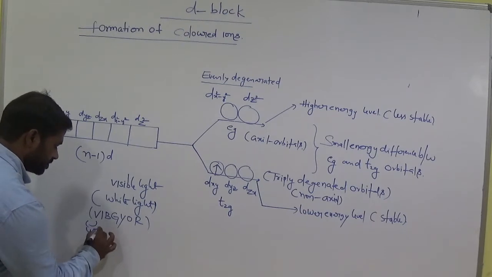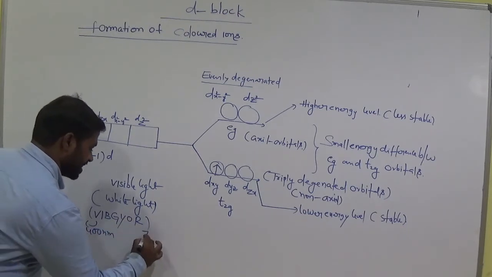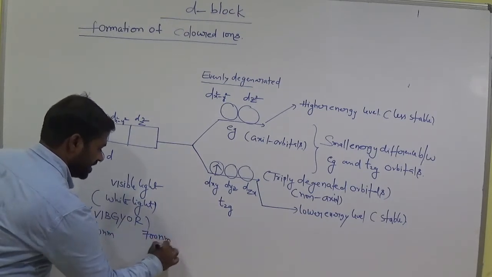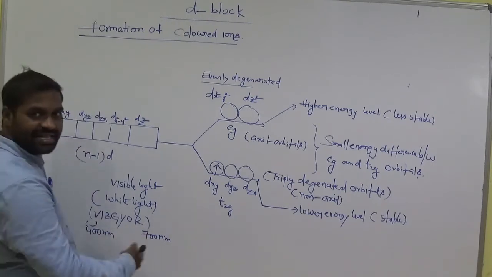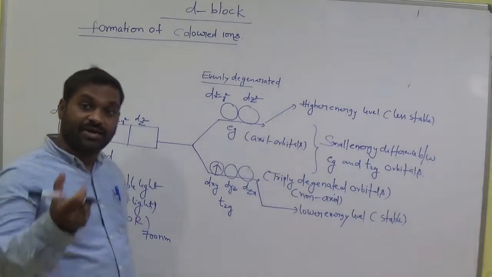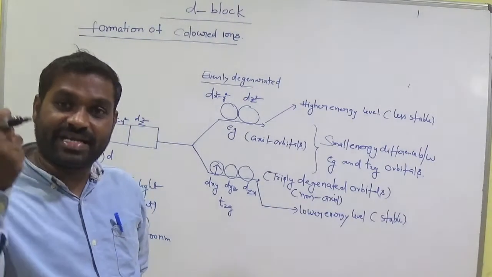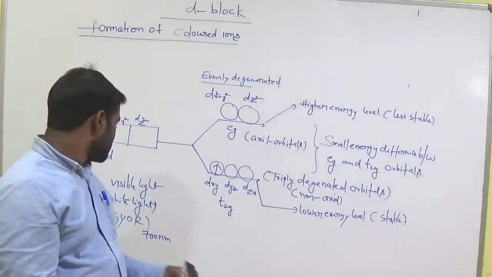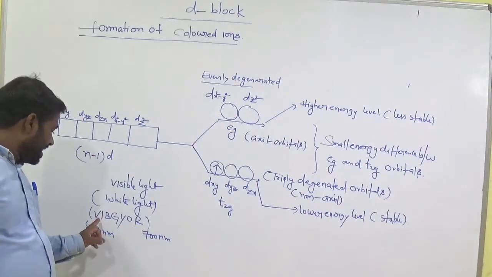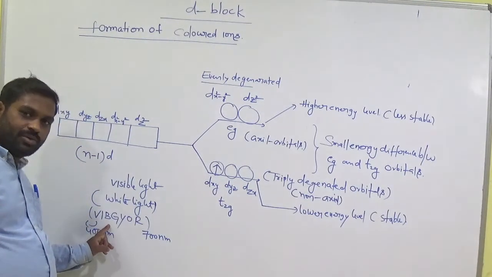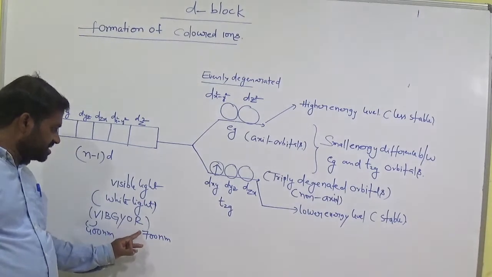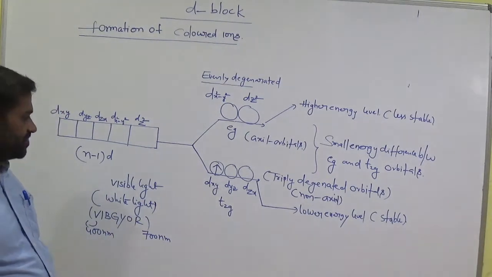nanometers to 700 nanometer wavelength. Every light has a particular wavelength, and it has a frequency and a particular energy. Now, violet, indigo, blue, green, yellow, orange, red. This is the light source.